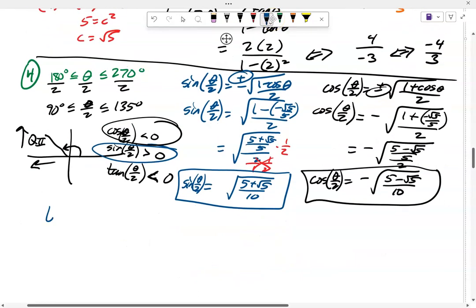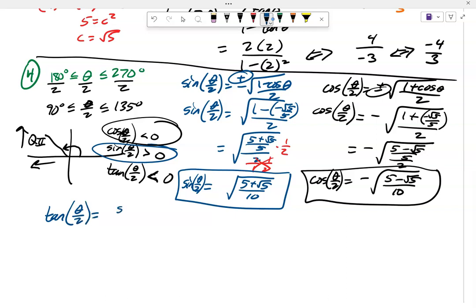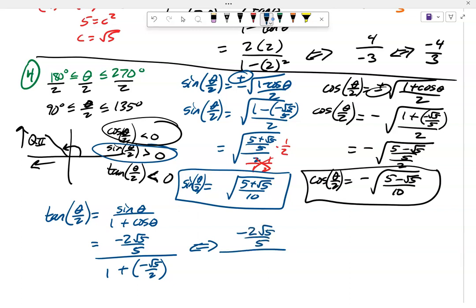Last one will be tangent theta over 2. And I'm not going to use the plus minus one. I'm going to use the one with the sine and cosine. So tangent theta over 2 is sine over 1 plus cosine. Well, our sine here is negative 2 root 5 over 5. Our cosine was negative root 5 over 5. So this becomes negative 2 root 5 over 5 over 1 minus root 5 over 5.